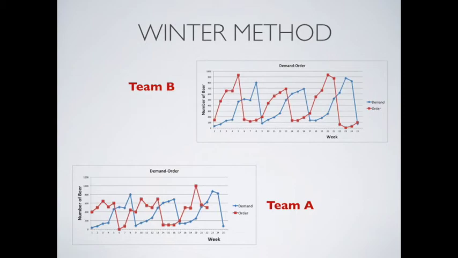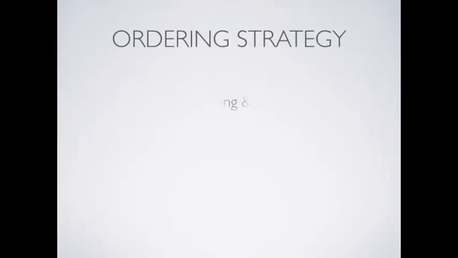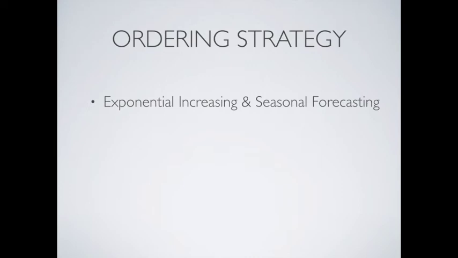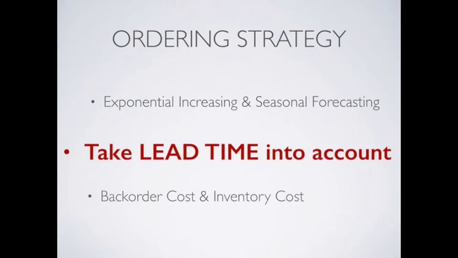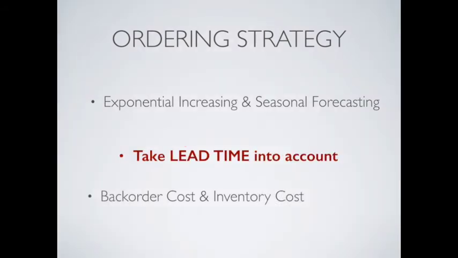So, what is the successful strategy that helped them to win? First, they employed the exponential smoothing and seasonal forecasting methods learned in class. What's more, they took the lead time of 2 weeks into the forecasting model. Actually, the backorder and inventory costs can also affect the ordering strategy. In our game, the inventory cost is $1, while the backorder cost is $5. It means that it costs less to have inventory than backorder. If we swap the two cost figures, then they would tend to have backorders rather than stock products.